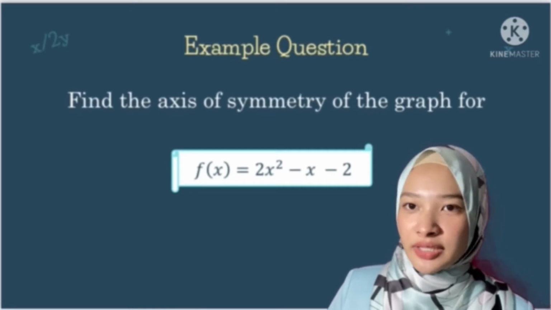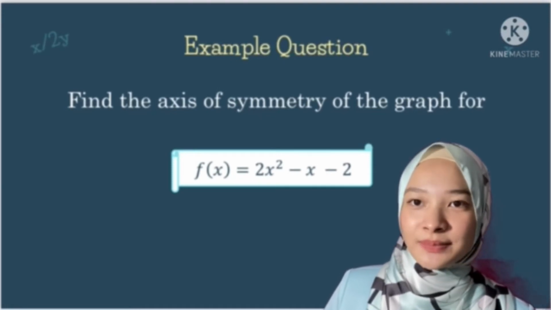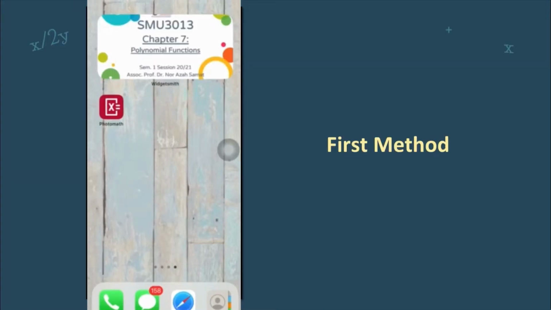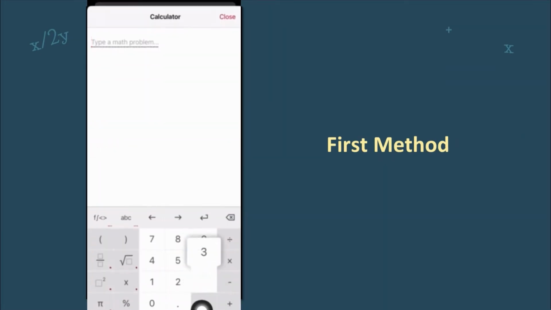For your reference, this topic is polynomial function and the subtopic is quadratic function. So, the question asks you to find the axis of symmetry of the graph of the function, right? Now, I'm going to start using the first method, which is to type the questions one by one. Look and learn the steps carefully, okay? First, open the app and choose the calculator on the bottom left. It will say type a math problem. On the keyboard, you have to type the equation only, not the whole question, like this.